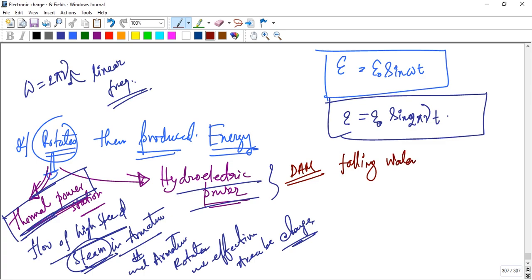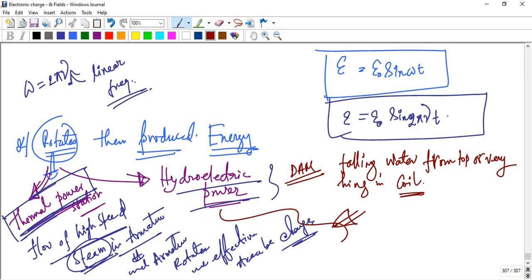Water from the top or very high falls on the coil. Okay, so the armature also rotates. If the armature also rotates, the effective area will change.